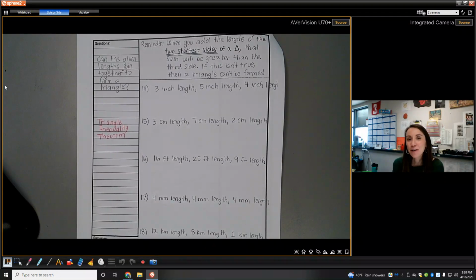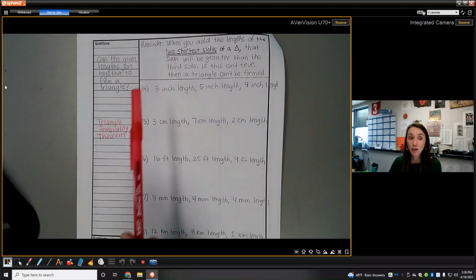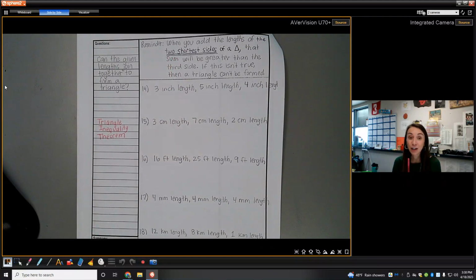Right now we're going to expand on something we learned just a little bit in class. We learned that when you add the lengths of the 2 shortest sides of a triangle, that sum will be greater than the third side. And if it's not, then a triangle can't be formed with those side lengths. Since my math masters go into more detail, that situation is actually called the triangle inequality theorem.